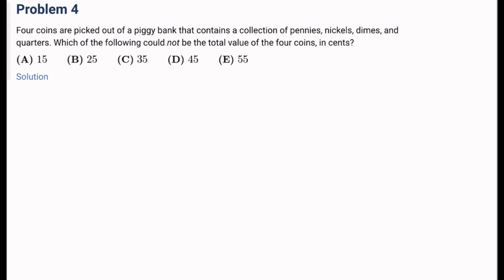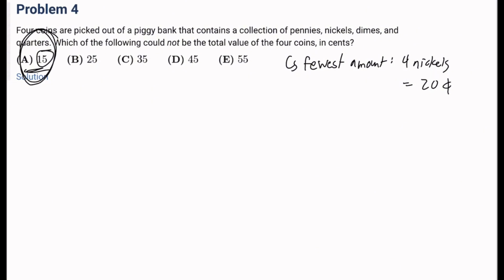And so the fewest amount, those are 4 nickels, which is 20 cents. And so the value less than 20 cents, that's 15, cannot be the value because 15 is a multiple of 5, but it's less than the fewest amount, right? So the answer is A.